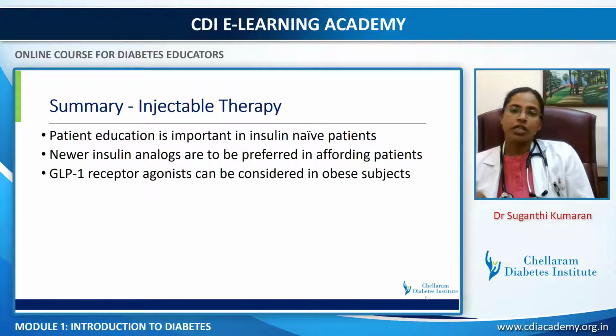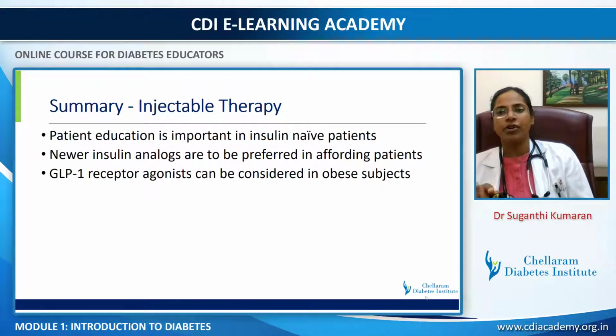So in summary about the injectable therapy, patient education is very important, especially in insulin naive patients. And this will be talked about in more detail under insulin administration in a different module. Newer insulin analogs are to be preferred in a fasting patient for the obvious reasons that they act as good as human insulin, reaching the right amount of peak faster and leaving the body faster.